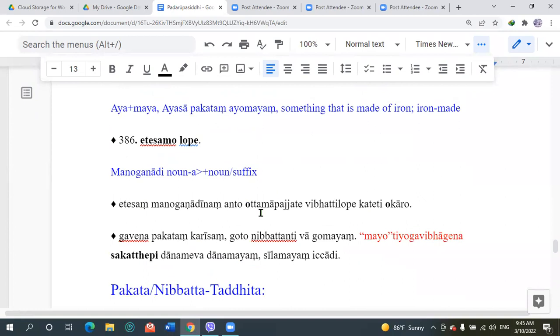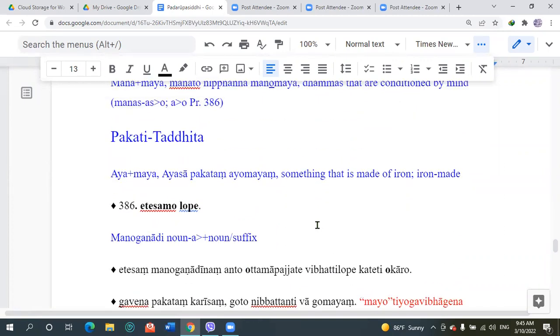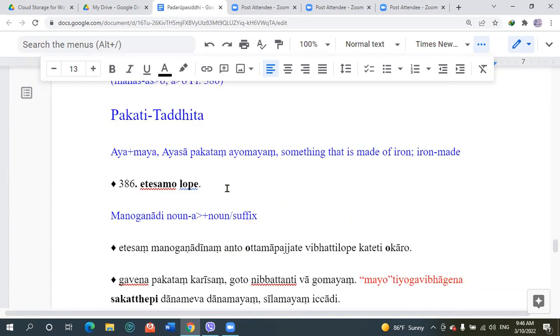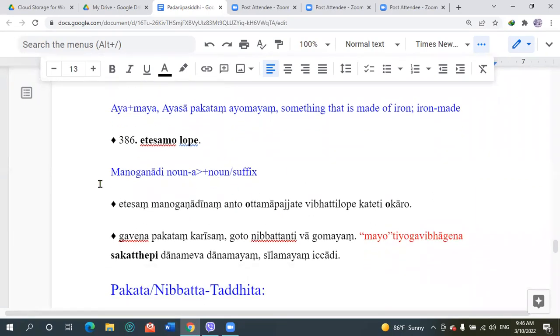Instead of, like, Gavamayan, why is O kept in the example as Gomayan? So that's why, to explain that this sutta is mentioned here, it is samo lobby. Okay, so that's why it is samo lobby, after monogonary nouns.